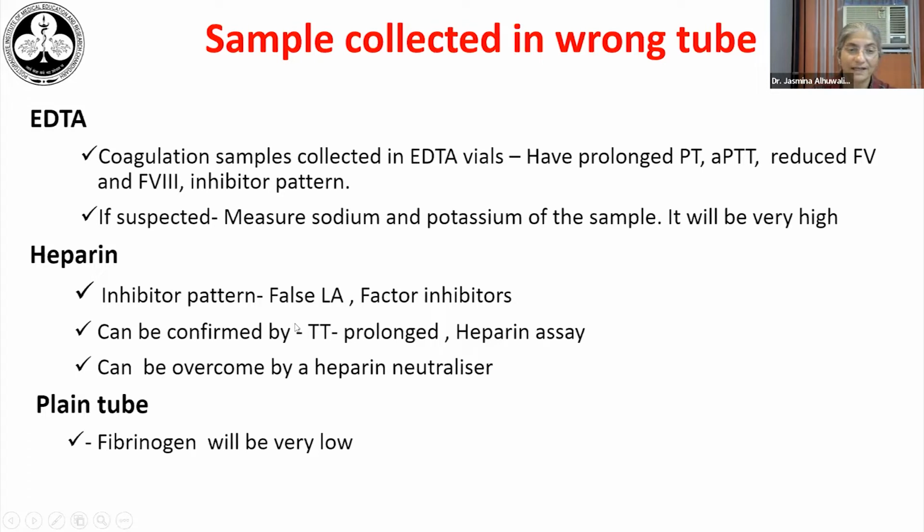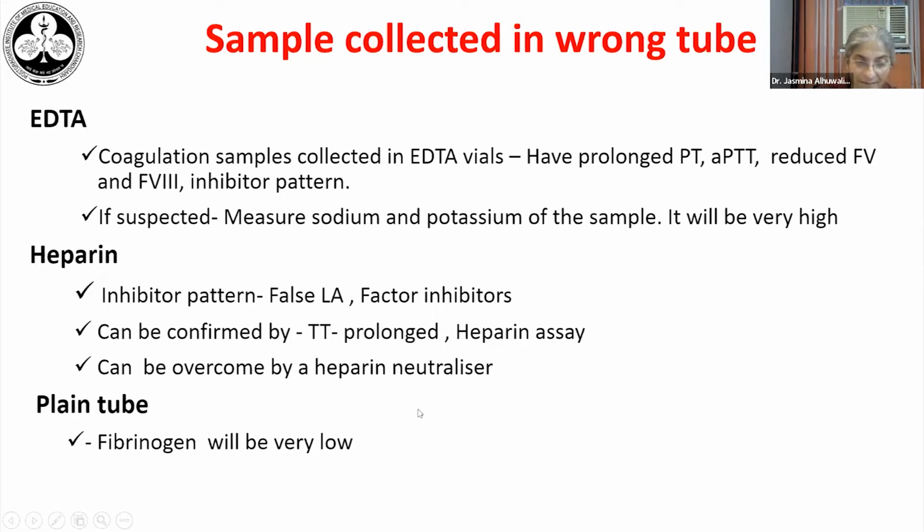Collection in a heparin tube: heparin is an anticoagulant, so it acts like an inhibitor. This will give us an inhibitor pattern on all our testing, and we would get a false positive test for LA or for factor inhibitors. Presence of heparin can be confirmed by thrombin time, which is usually prolonged, or by doing a heparin assay, which is a more expensive option. And to neutralize heparin present in the sample, there are heparin neutralizers available.